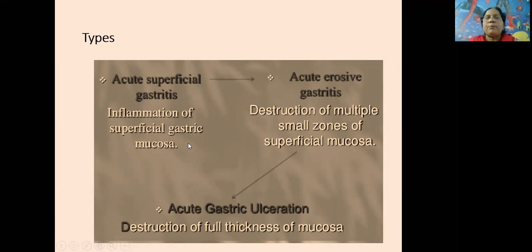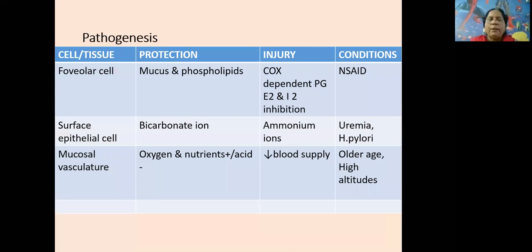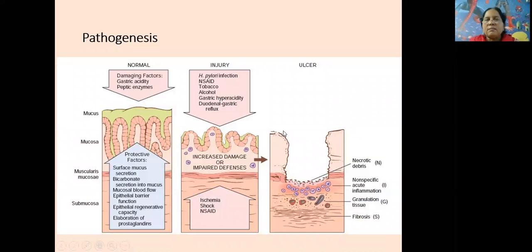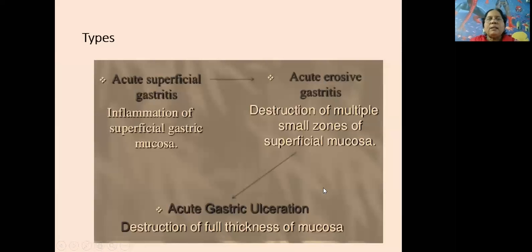Initially it is acute superficial gastritis, causing inflammation of the superficial gastric mucosa, as I showed you in the picture. Then it goes to erosive gastritis, where multiple small zones of superficial mucosa are damaged, and then leads to acute gastric ulceration, where you see the full thickness of the mucosa is damaged. Okay, that happens in ulcers.